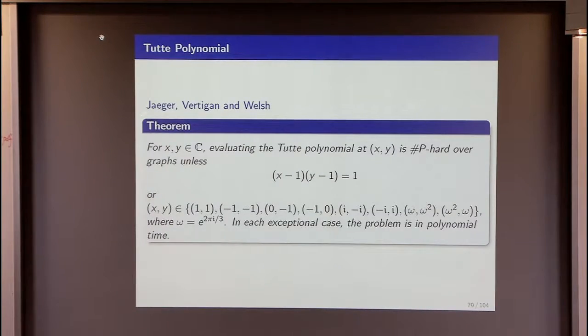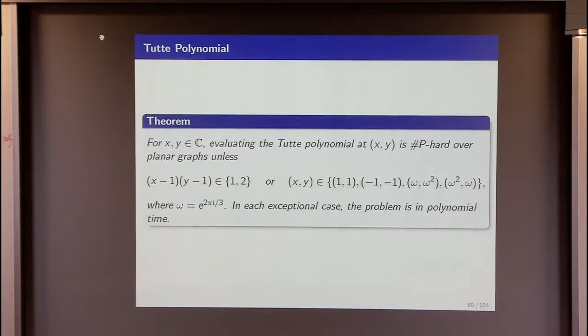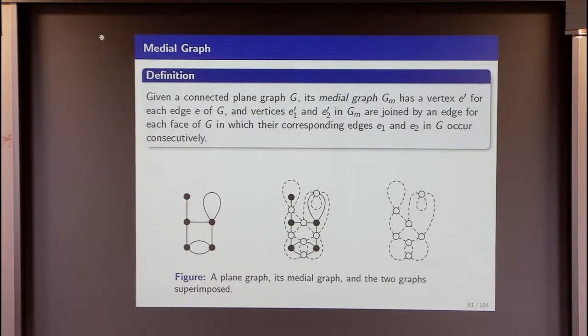And Jaeger-Vertigan-Welsh have a theorem that says that other than these values, or this parabola, it is #P-hard. Otherwise, it's polynomial. And over the planar ones, you have one additional parabola that is polynomial. Here's the definition of what's called the medial graph. You're given a planar graph, you take every edge to be a new vertex, and if they share the same face, you put an edge in it. Now you take the black parts out, and this is called the medial graph.